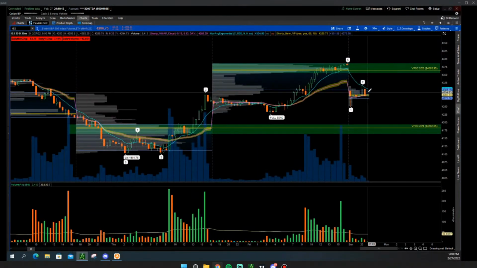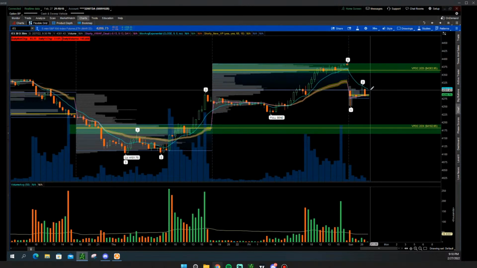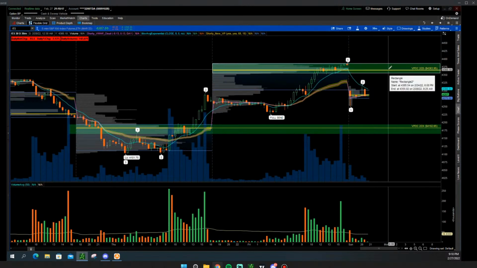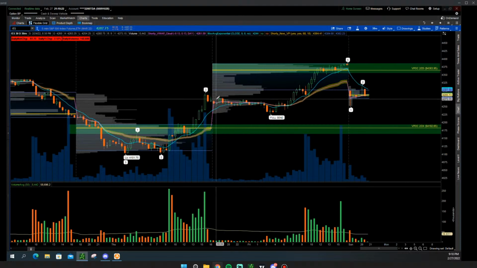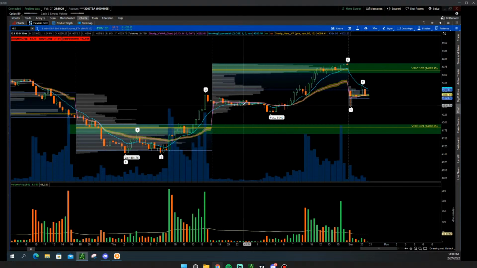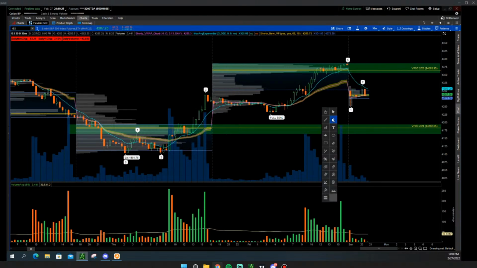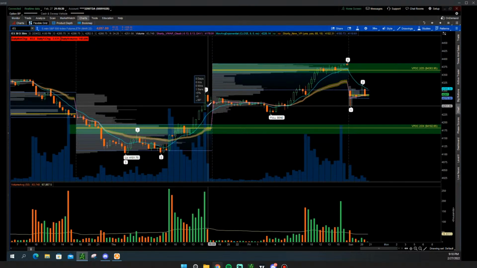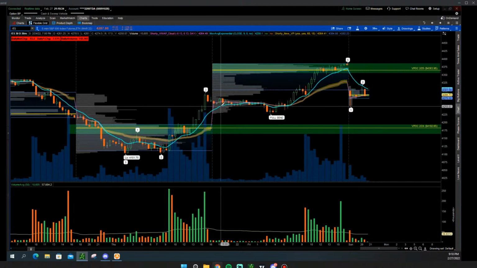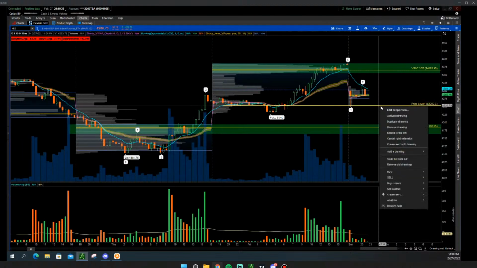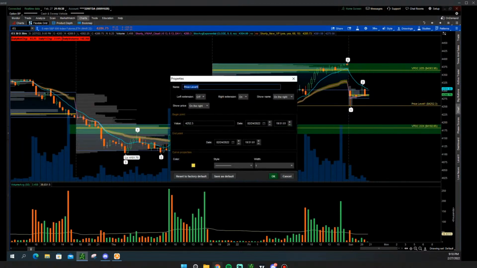Yep, so now we're kind of stuck in the range. If we break the value area high, most likely we go to this POC. And you guys see this shelf here that was created from the day before. So we're kind of bouncing right off of this shelf right here. You guys see that? Yep. So this is an important shelf here. I would call this a volume shelf.